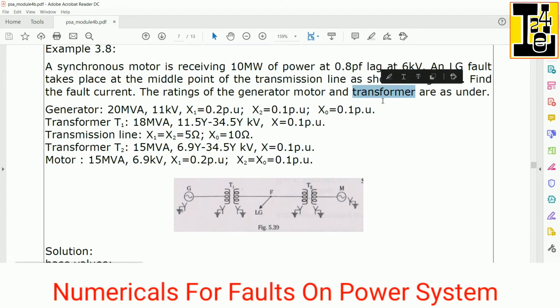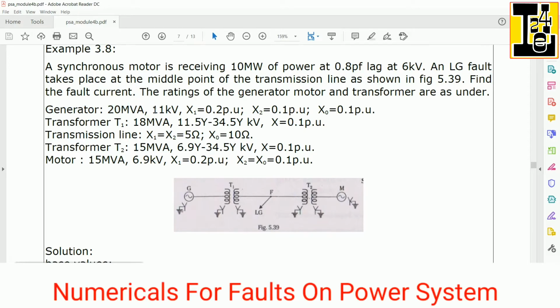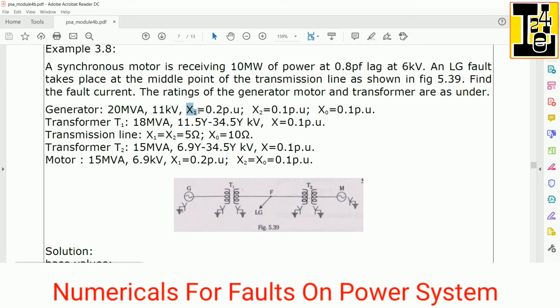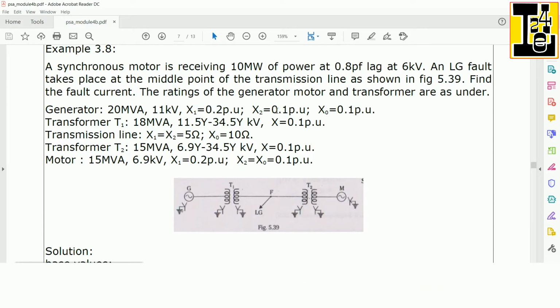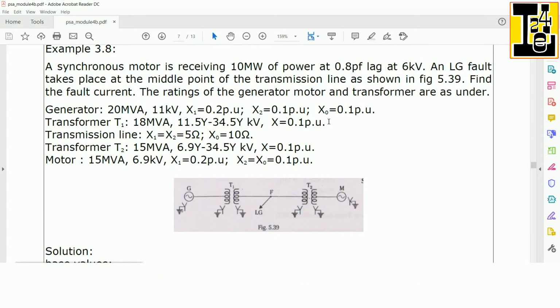The ratings of the generator, motor and transformers are given. The generator is operating at 20 MVA, with an operating voltage of 11 kilovolt, positive sequence reactance of 0.2 per unit, negative sequence reactance of 0.1 per unit, and zero sequence reactance of 0.1 per unit.